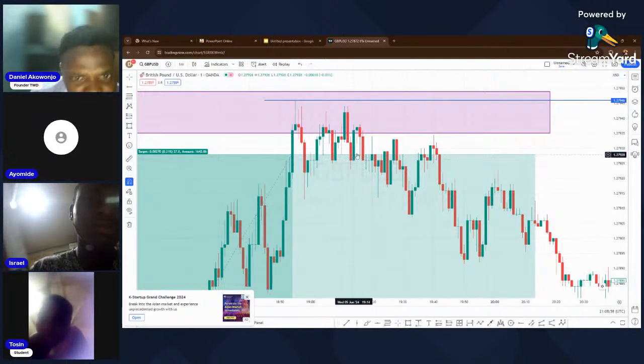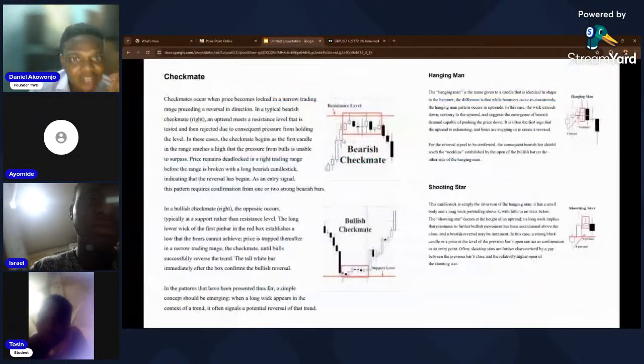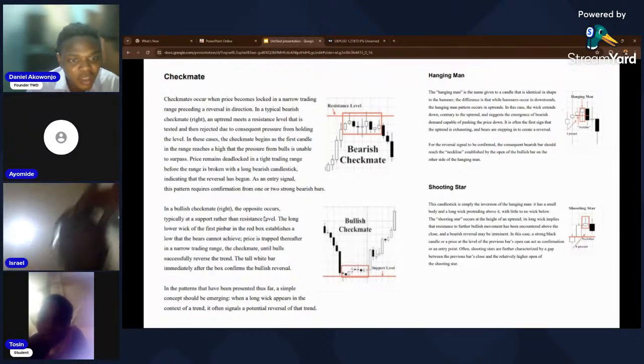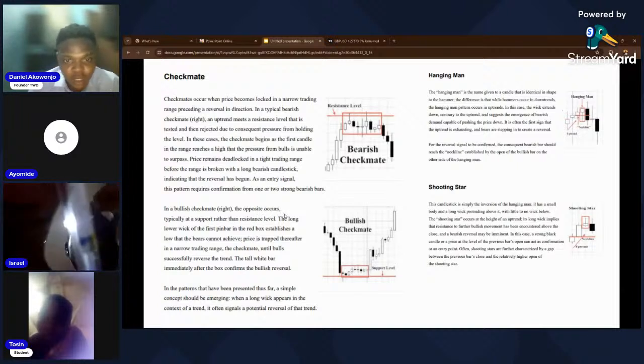Immediately I see this thing, I also want to go in for a sell. That serves as a confirmation for me. Do you understand? Does that make sense? Yeah. Now the next one I want to pay attention to is the bullish checkmate, where the opposite occurs, right? The opposite.